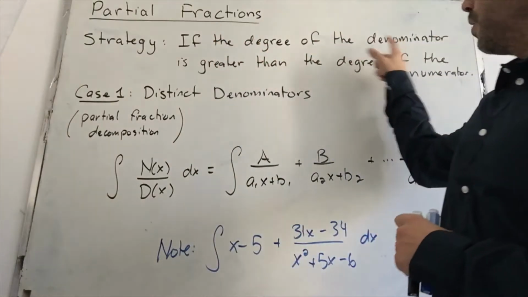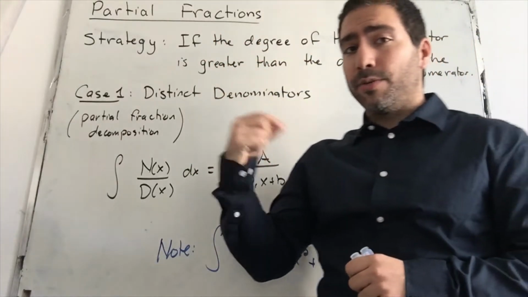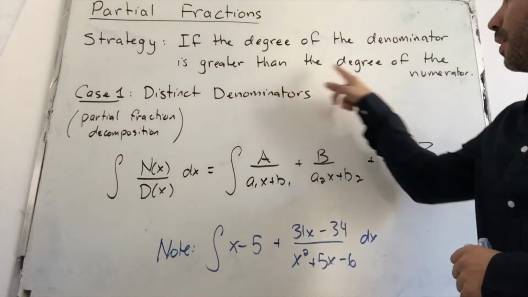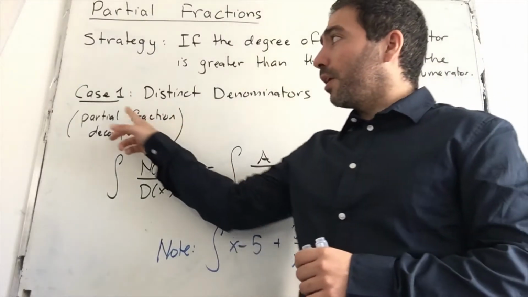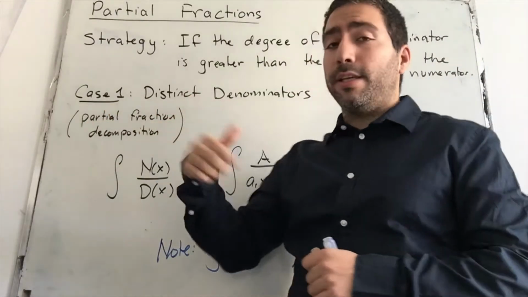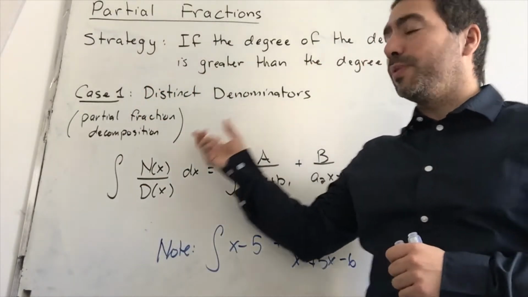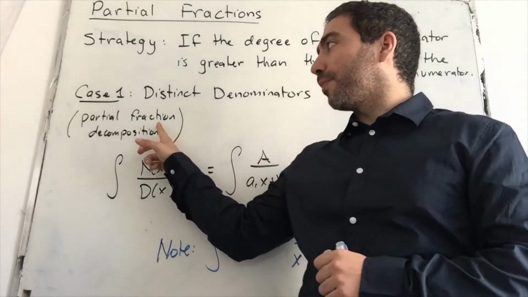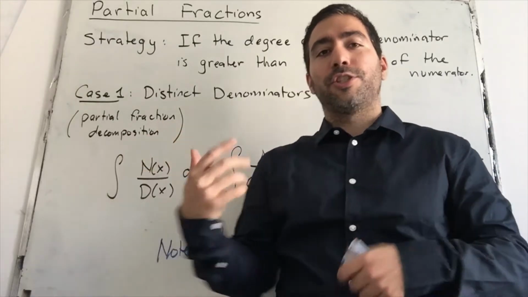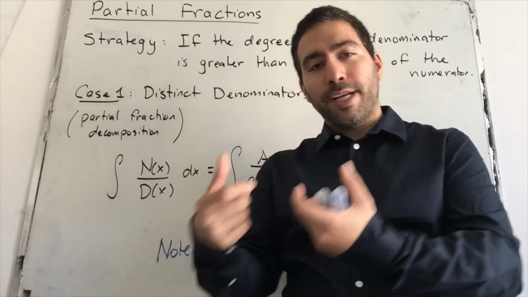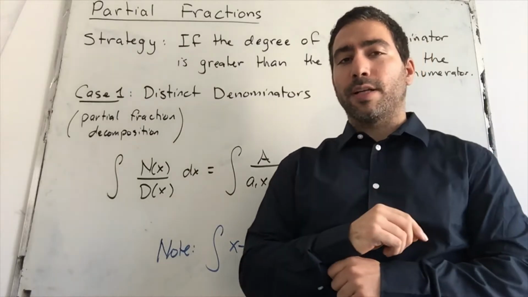So if the degree of the denominator is strictly greater than, not equal to, the degree of the numerator, in case 1 we have to look at the denominators. In the event that we have distinct denominators, we use the following partial fraction decomposition. This just means we're going to take the integral and break it up into pieces. But we have to analyze the denominator.